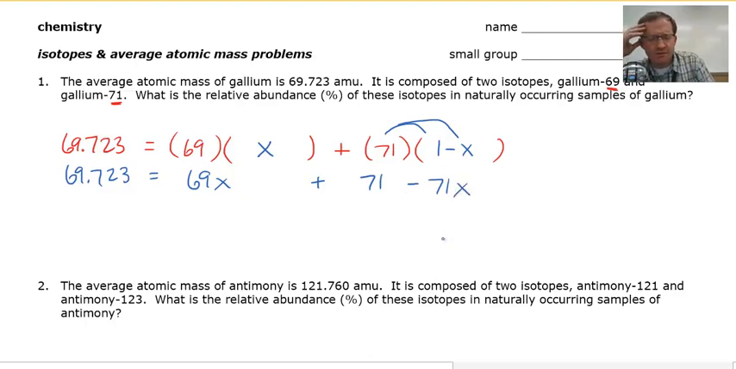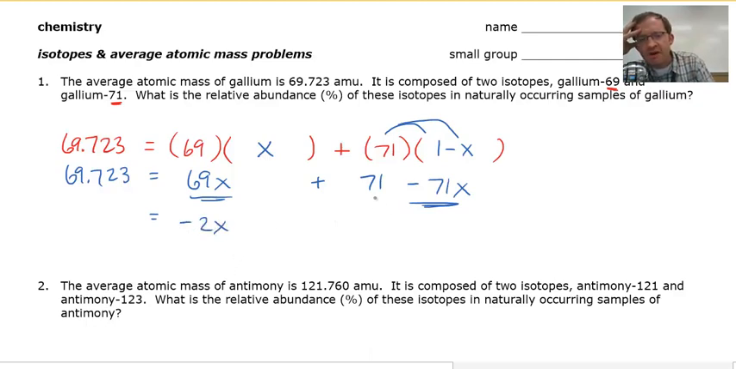Now, if I ask students, what should we do next? They're going to usually say group like terms. And I'm with you. Let's go ahead and group like terms. So if we put the 69x and a negative 71x together, what do we have? Well, we have negative 2x if we put those together.